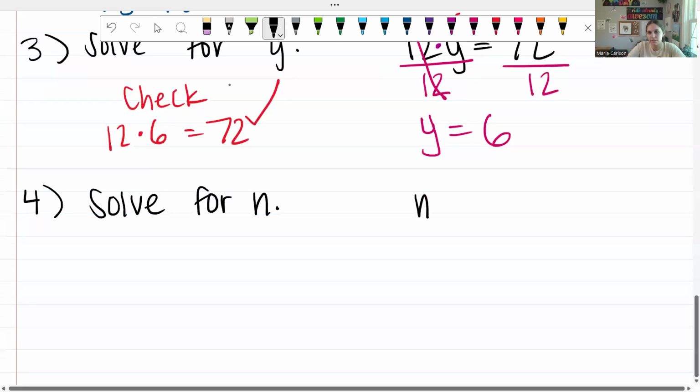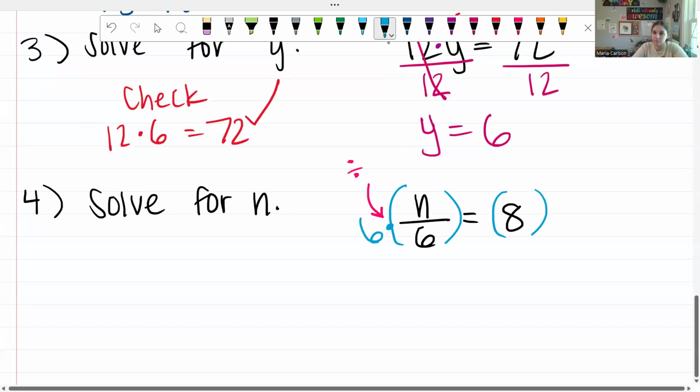We have n divided by 6, or n over 6, is equal to 8. Remember, fractions just represent division. So I have n divided by 6. To undo that, I can multiply, do the opposite of division, and I'm going to multiply both sides of my equation by 6.